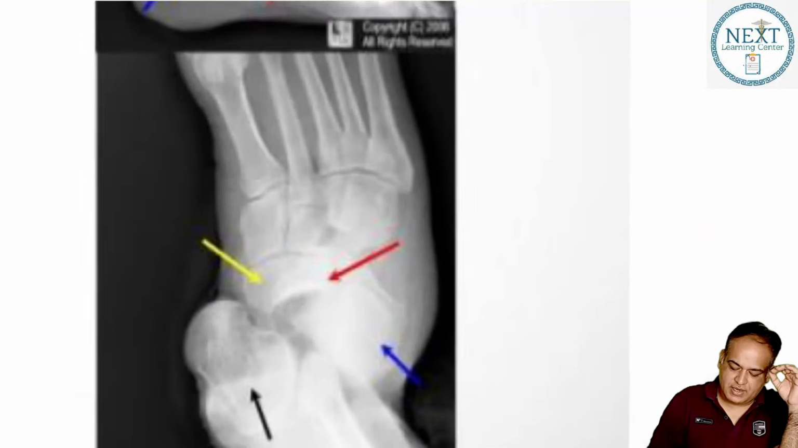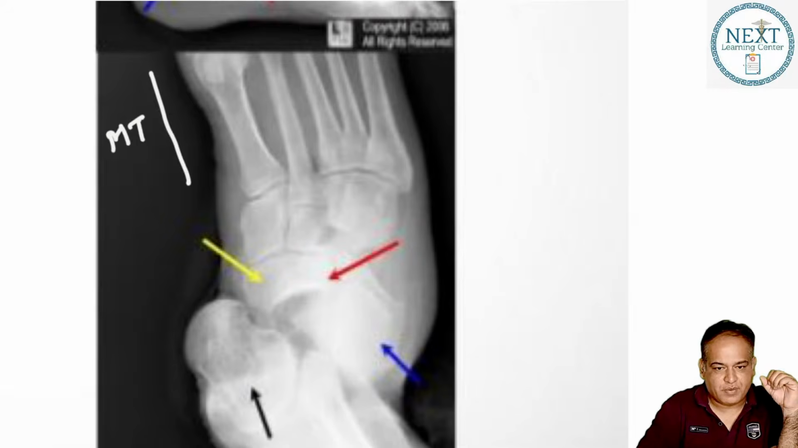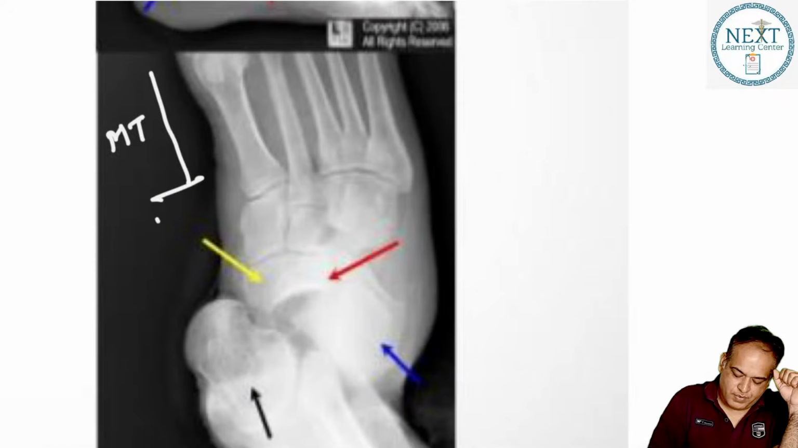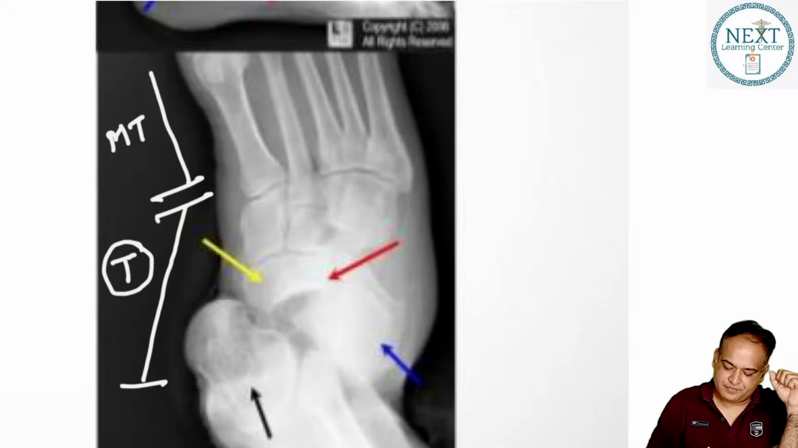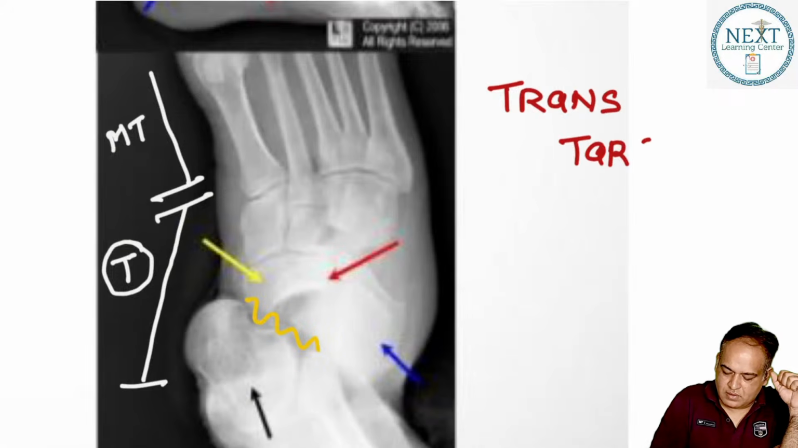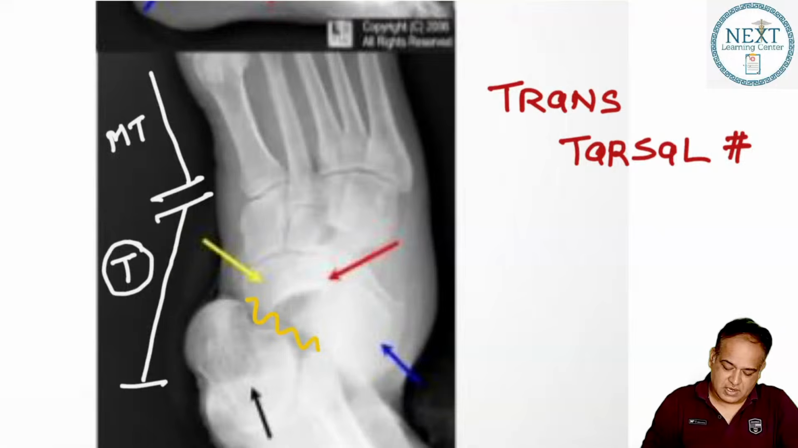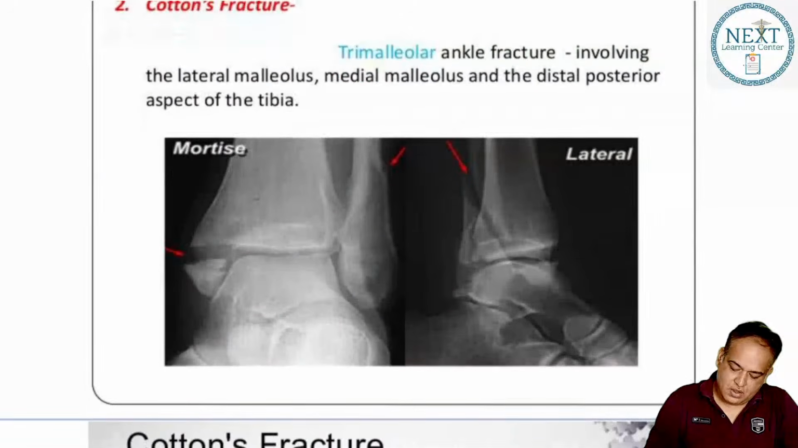Chopart fracture dislocation. So you see, dear doctors, up to here, what kind of bones are present? Metatarsals. Beyond these, what kind of bones are present? Tarsals, right? And there is a fracture between them. So Chopart fracture is also called transtarsal fracture. Transtarsal fracture, right?